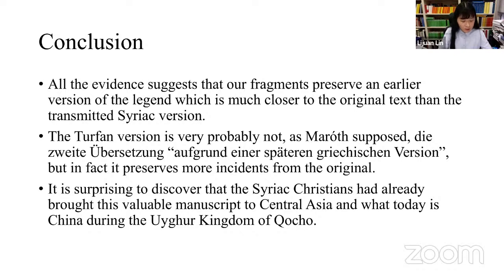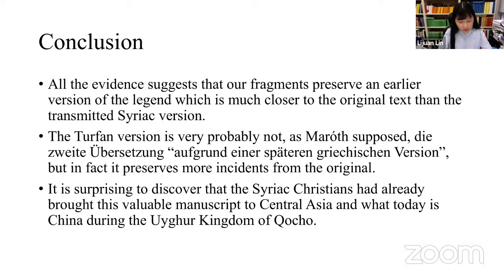Generally speaking, as an otherwise unattested version which contains more original elements, the Turfan Syriac version of the legend adds to our knowledge of the transmission history of the legend and shows that the text has been transmitted in a much more complicated way than we earlier thought. In particular, it is surprising to discover that the Syriac Christians had already brought this valuable manuscript to Central Asia and to what today is China during the Uyghur Kingdom of Qocho.